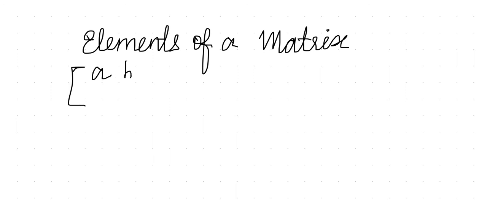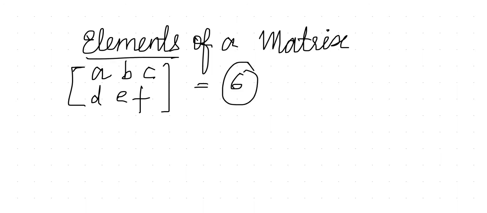Elements of a matrix. Now, as the name suggests, children, when we talk about elements of anything, what does that mean? The very basic thing, the number or the entity in the matrix. How many units are there in that particular matrix, that is called elements. So suppose I am taking this particular matrix A, B, C, D, E, F. Clearly you can see how many numbers there are, children. There are 6. So the number of elements of this matrix is 6.